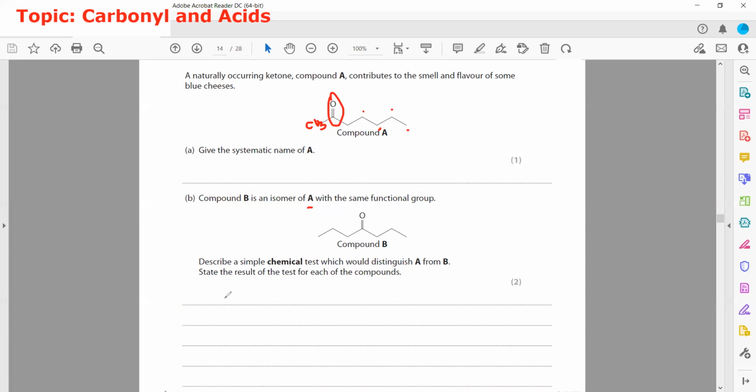So we add iodine with sodium hydroxide. With A, it will give a yellow precipitate, and with B, there will be no change. No visible change, no reaction. This is because a methyl group next to a carbonyl group gives a positive result for the iodoform reaction.